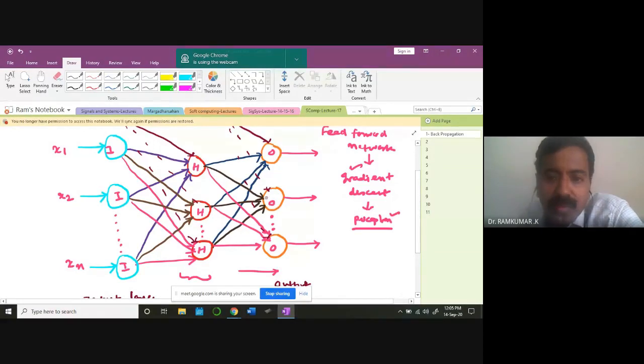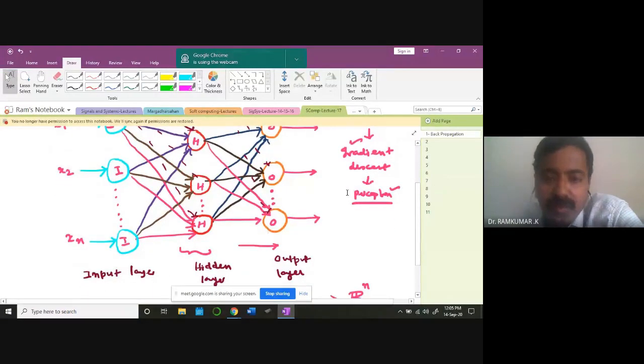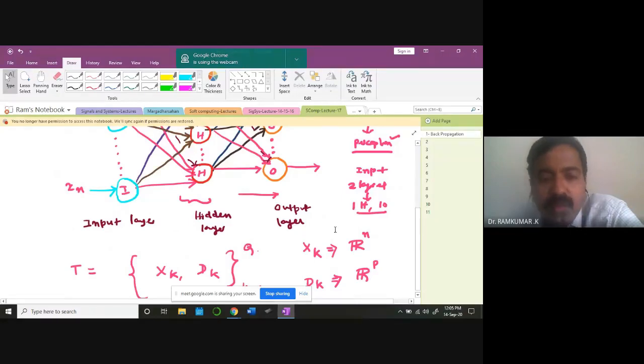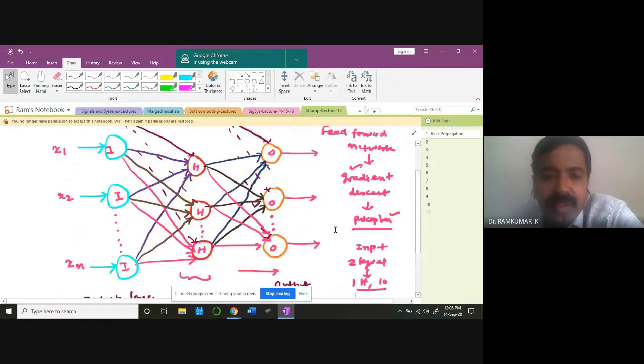Totally, we have these 3 layers. Normally, we will take this as a 2-layered network, because the input layer will not be considered. A 2-layer network means you have one hidden layer and one output layer. If it is 3-layered, you have 2 hidden layers and one output layer. Okay, so that's the idea.